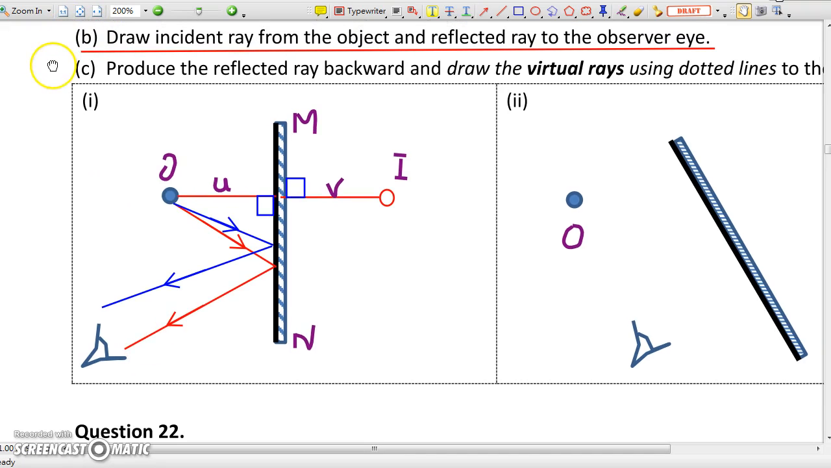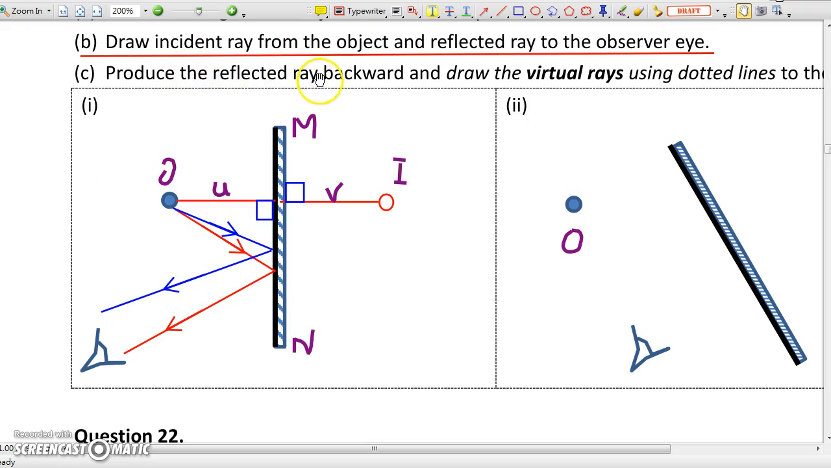Now part C asks you to produce the reflected ray backwards and draw the virtual rays. What does that mean? That means you should draw dotted line light rays backward so that you can see the dotted lines intersect at a point, which is the image.